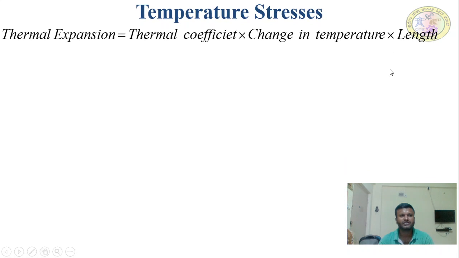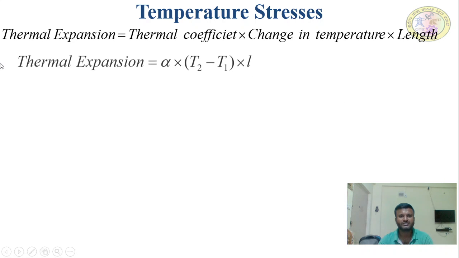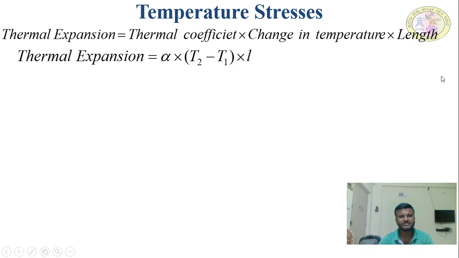Temperature stresses. The thermal expansion is equal to the thermal coefficient times the change in temperature times the original length, as already explained in the earlier slide: alpha into (T2 minus T1) into L. Alpha is the coefficient of linear thermal expansion, with a value of 12 into 10 to the power of minus 6 per degree centigrade. T2 is the final temperature, T1 is the initial temperature, and L is the length of the bar. We use T final minus T initial as T.